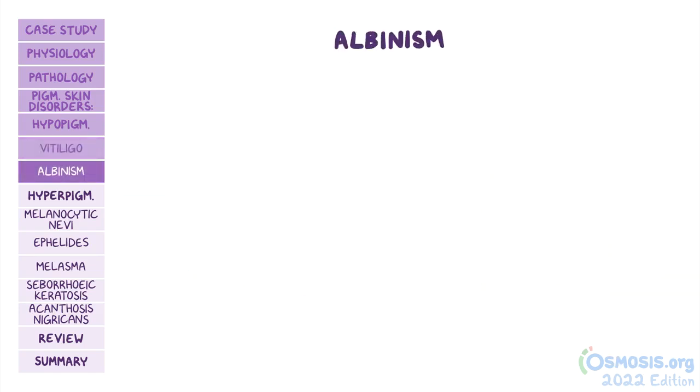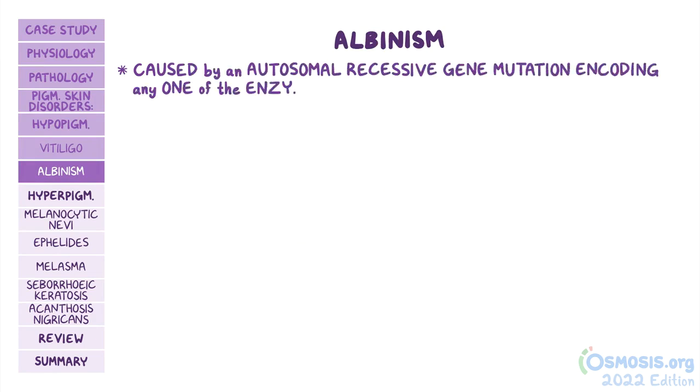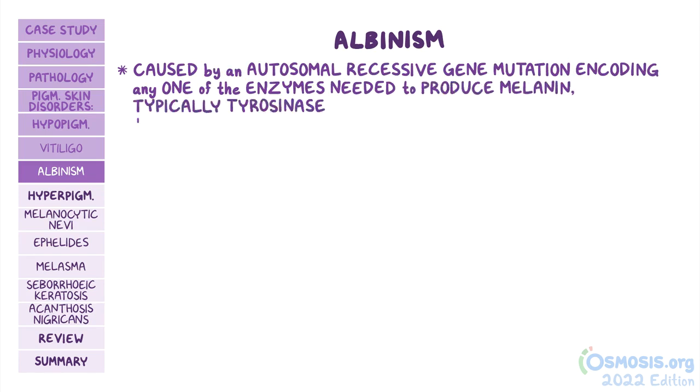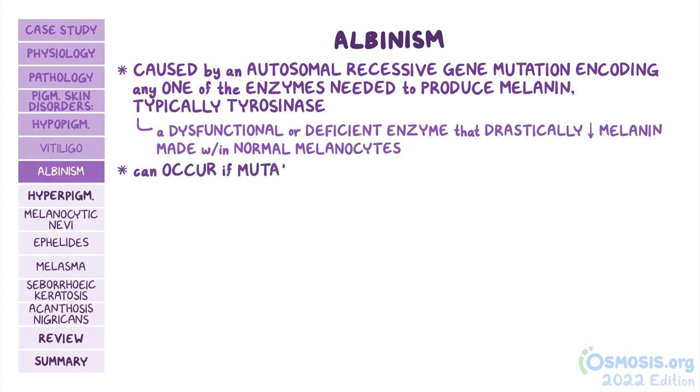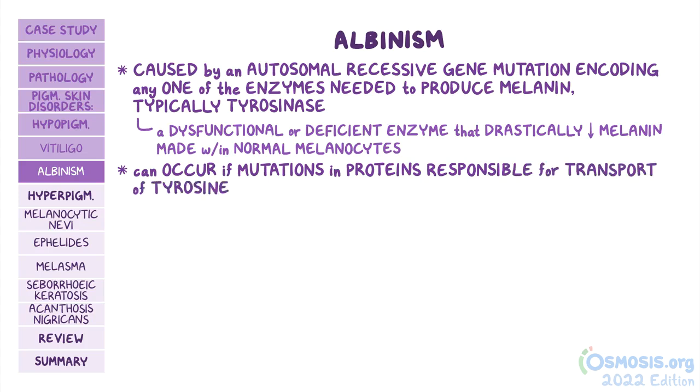Next, there's albinism, which is caused by an autosomal recessive gene mutation encoding any one of the enzymes needed to produce melanin, typically tyrosinase. The result is a dysfunctional or deficient enzyme that drastically decreases the amount of melanin that's made within normal melanocytes. Albinism can also occur if there are mutations in proteins responsible for the transport of tyrosine. Now, a decrease or absence of melanin can reduce or obliterate pigmentation of the skin, hair, and eyes, causing them to appear lighter in color or completely white.